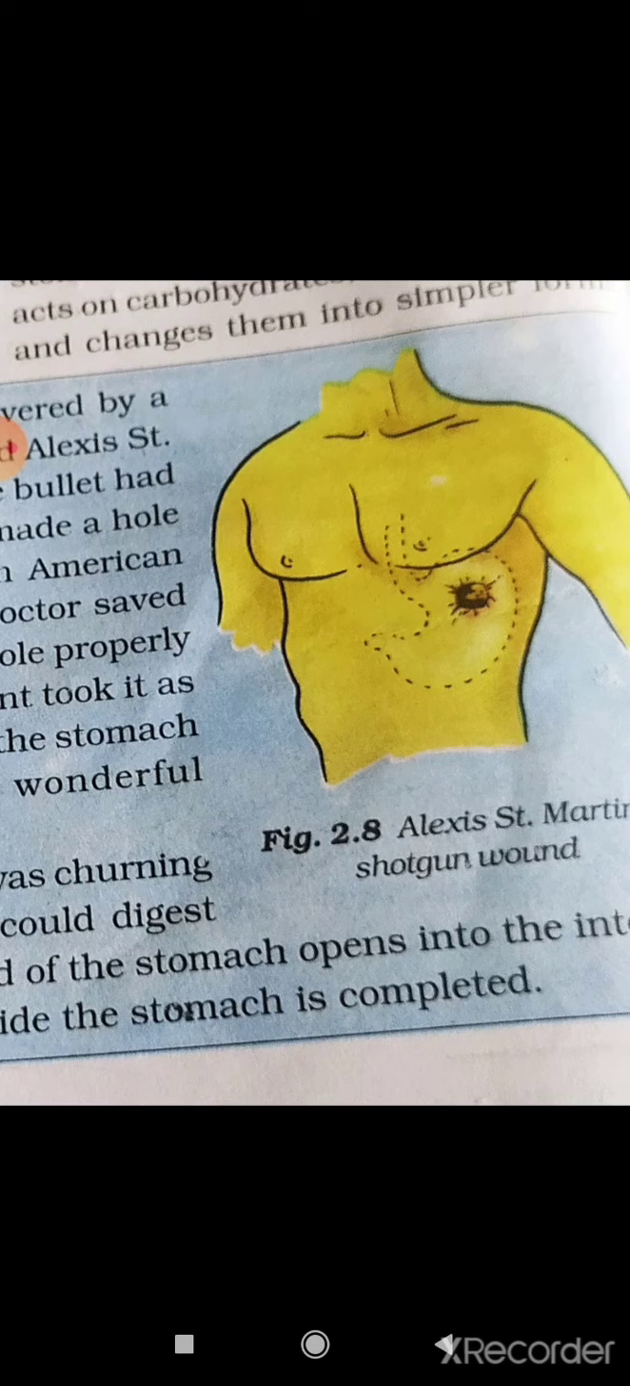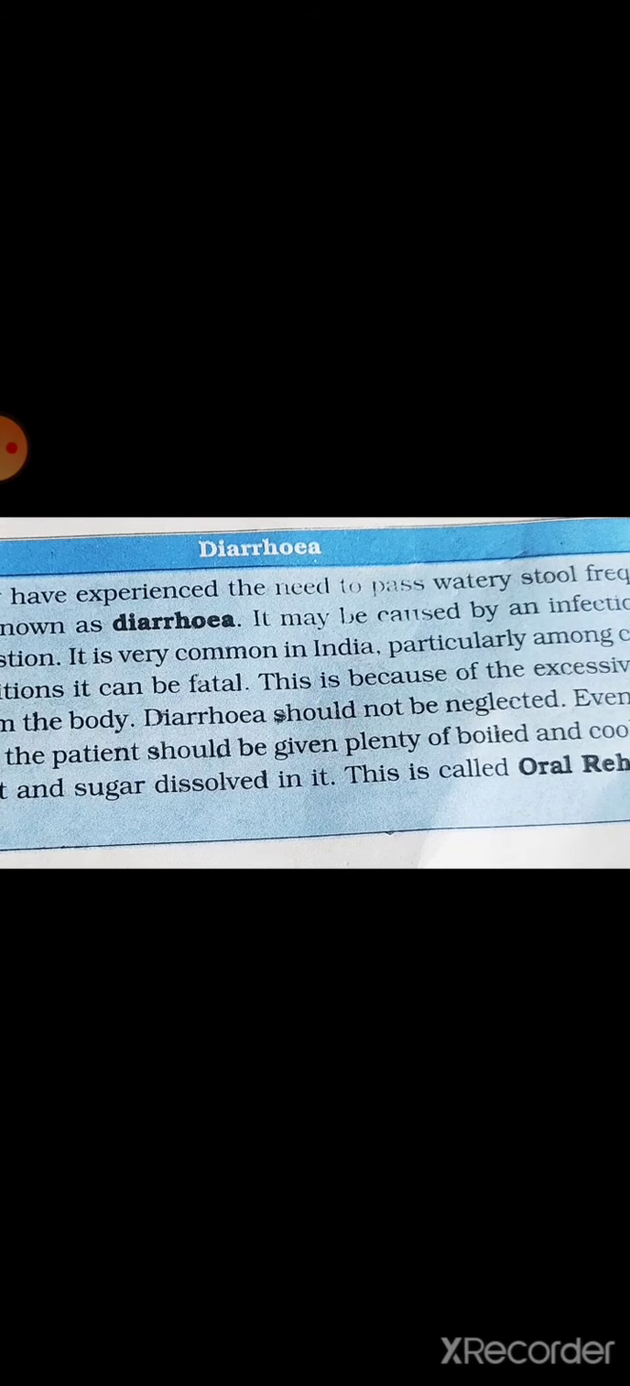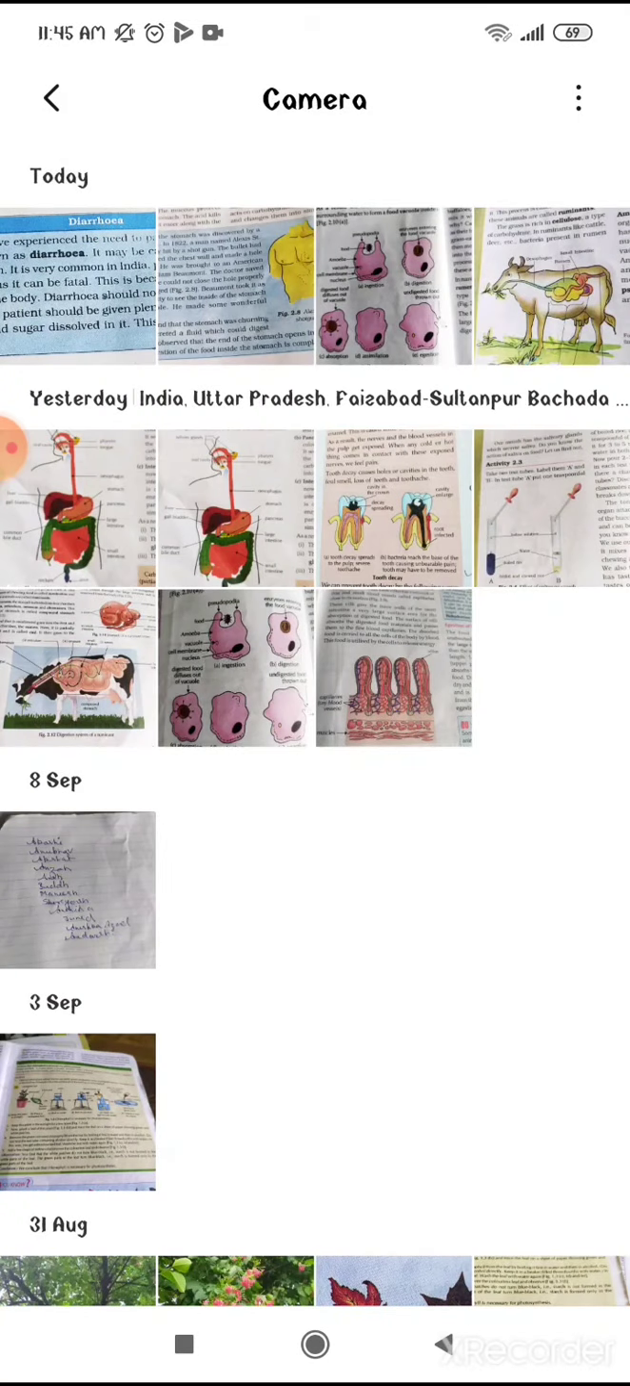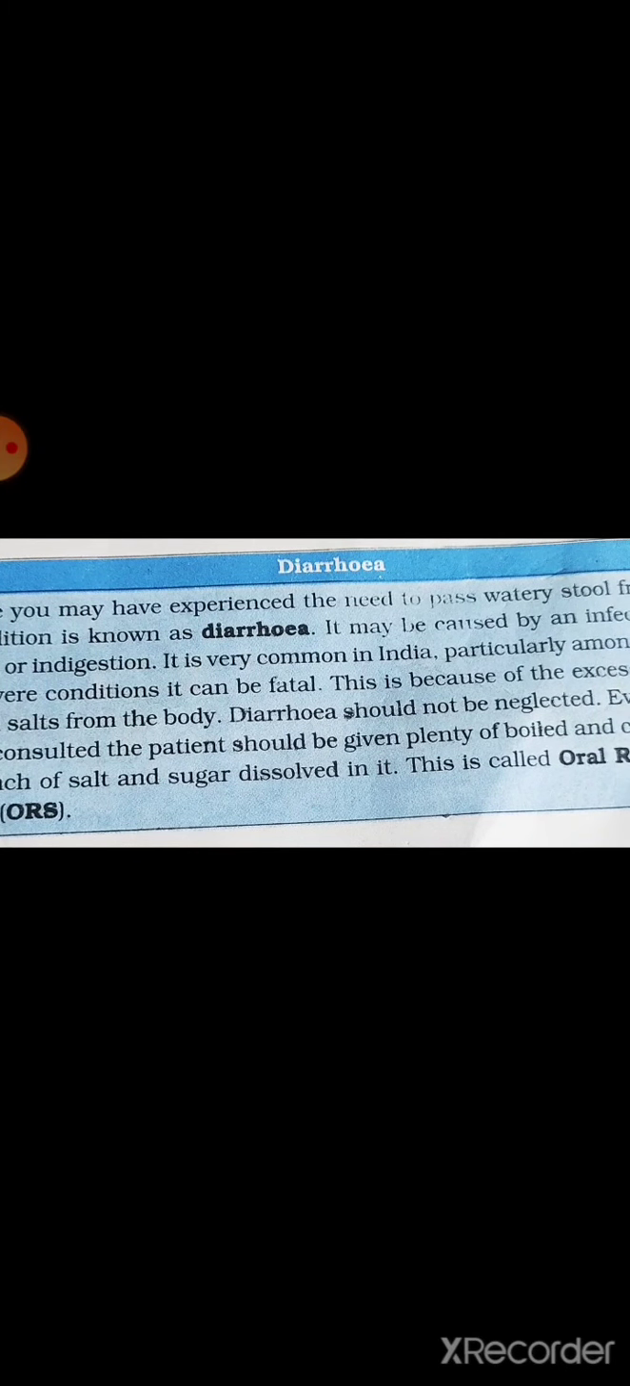Okay, the next topic is diarrhea. What is diarrhea? Sometimes consumption of unclean water or dirty food results in diarrhea. Diarrhea is an infection of the intestine and involves the passage of watery stool very frequently. When somebody is infected by the water or by consumption of food infected by bacteria, the person needs to pass watery stool very frequently. This condition is known as diarrhea.